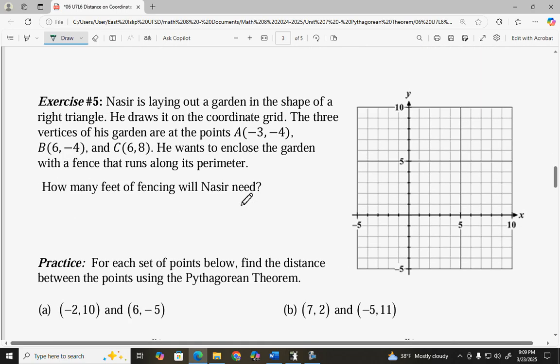Let's move on to number 5. Messier is laying out a garden in the shape of a right triangle. He draws it on the coordinate grid. The 3 vertices of his garden are at these points. So let's plot them. -3, -4 is here. We'll call it A. Then 6, -4, call it B. And then 6, 8, and call it C.